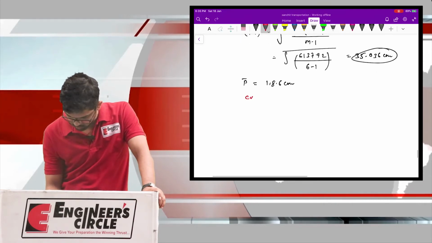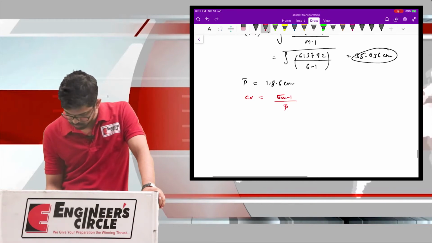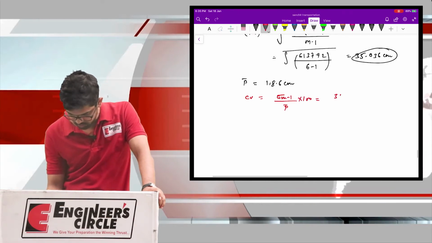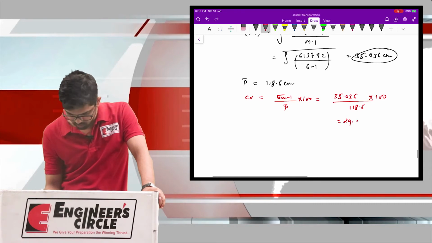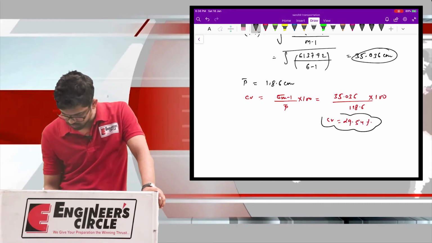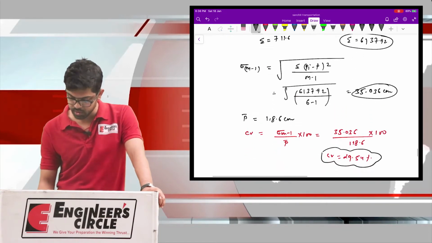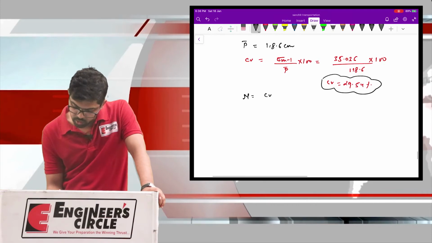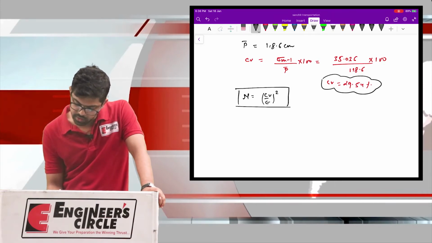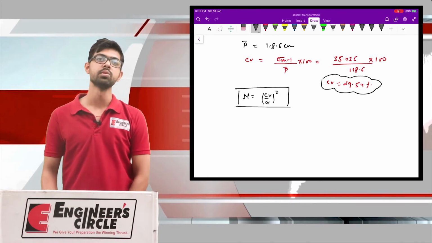This coefficient of variation will be equal to standard deviation sigma m minus 1 upon p bar expressed in terms of percentage, 35.036 upon 118.6 multiplied by 100. So the result I am getting as 29.54 percentage. So this is very important, coefficient of variance 29.54 percentage. Now we know that n is equal to cv upon epsilon whole square, and both the cv and epsilon are expressed in terms of percentage.